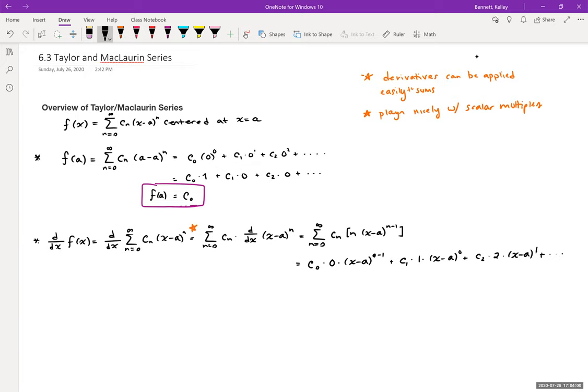Then, if I plug in a, I'll have f prime of a. So this should equal, bringing everything down that I just wrote, c naught times 0, which is 0. And 0 times 0 to whatever power is still 0. So this goes to 0.